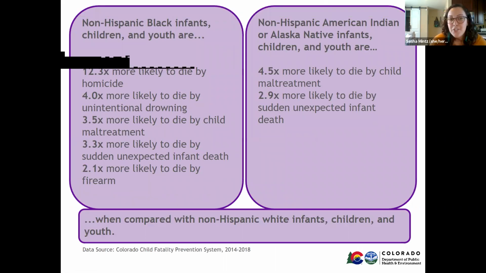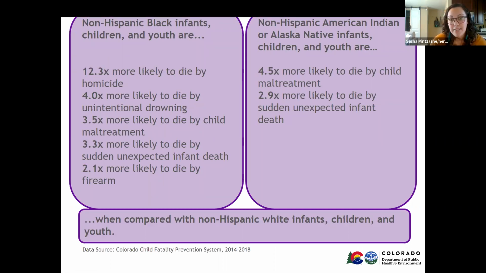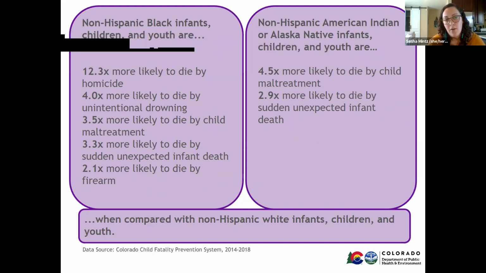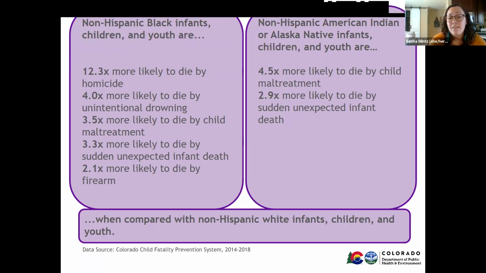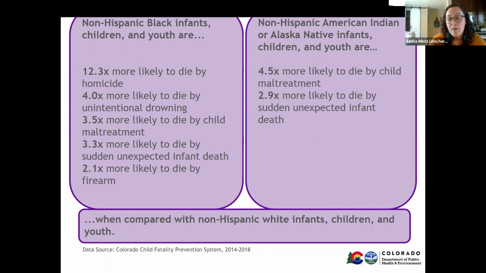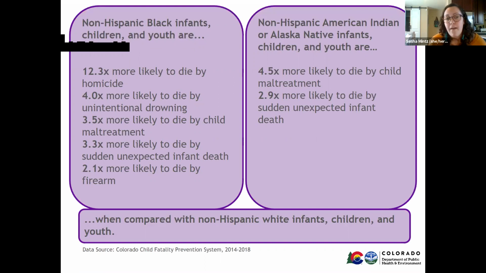Together, the inequities I just spoke about contribute to disparities in the rates of infant, child, and youth deaths by race and ethnicity here in Colorado. For instance, non-Hispanic Black infants, children, and youth are 12.3 times more likely to die by homicide, 4 times more likely to die by unintentional drowning, and 3.5 times more likely to die by child maltreatment when compared with non-Hispanic white infants, children, and youth.